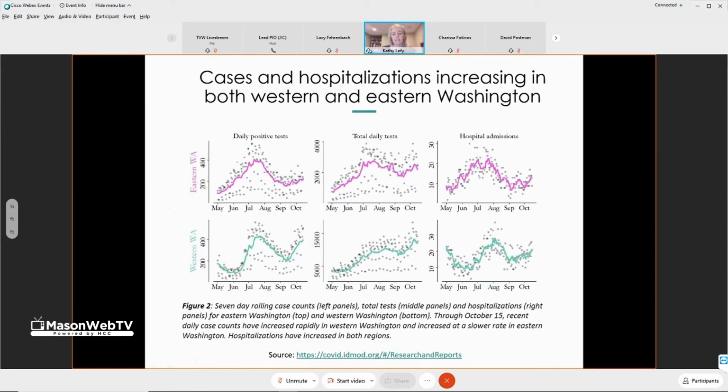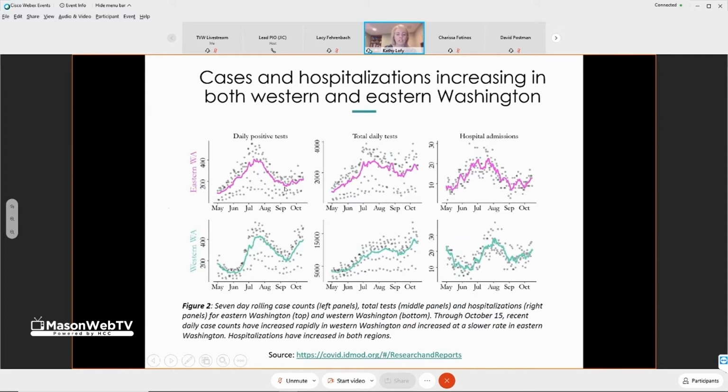Okay, this next slide shows cases and hospitalizations in both Western and Eastern Washington. The top graphs represent Eastern Washington data. The bottom graphs represent Western Washington data. And you can see in Western Washington throughout September and early October, they've seen a really sharp increase in the number of daily positive tests. Those are our cases. And if you skip over to this third graph on the right, you can see that hospitalizations on the west side of the state are also increasing, which is very concerning.